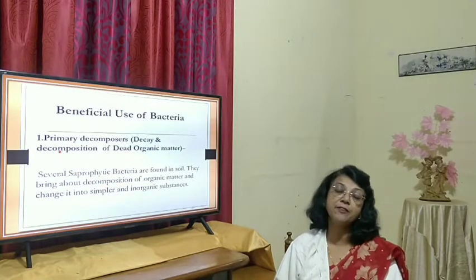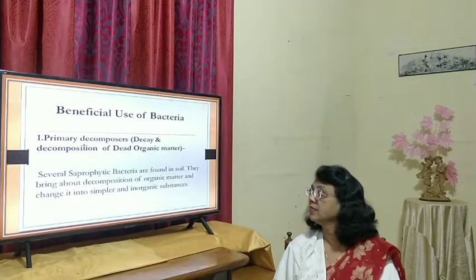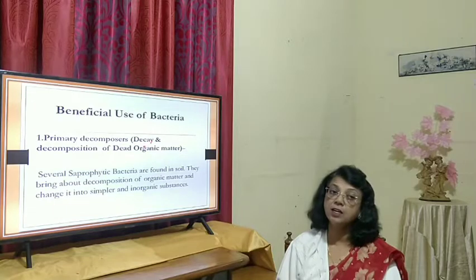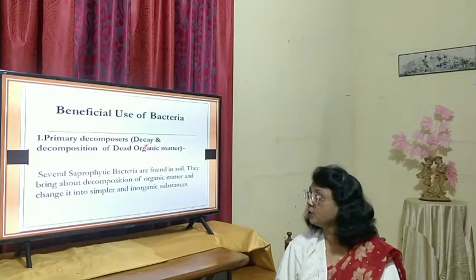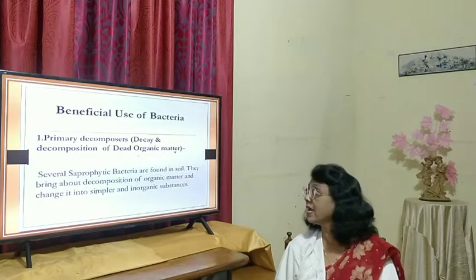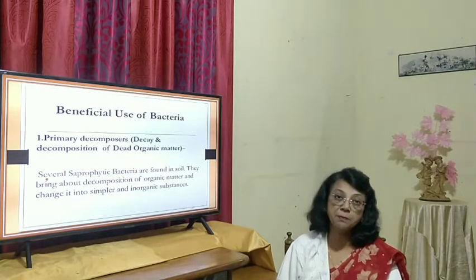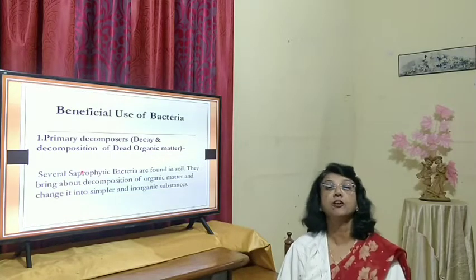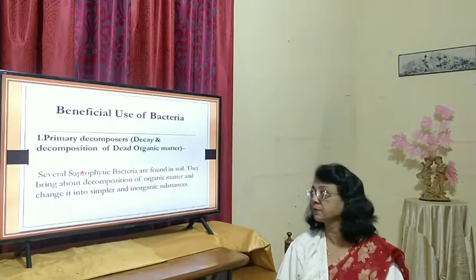Now we'll study every point in detail. The first is primary decomposers, or the bacteria are the decomposers. They decay and decompose the dead organic matter. That means they decompose the dead bodies of plants and animals.